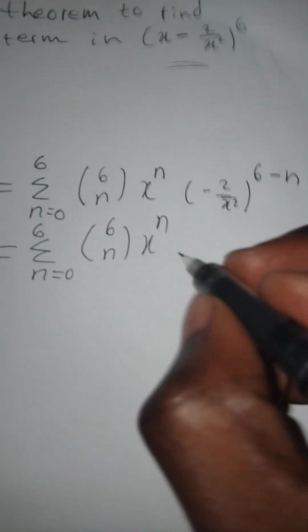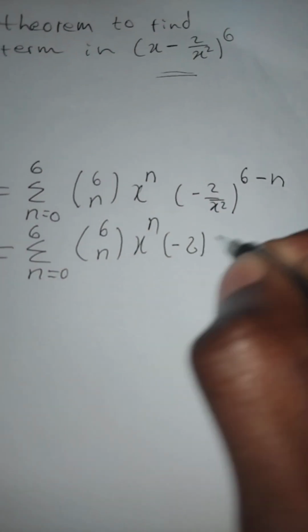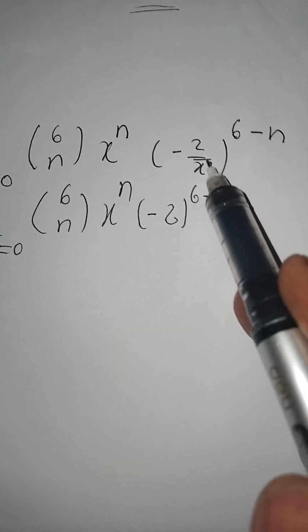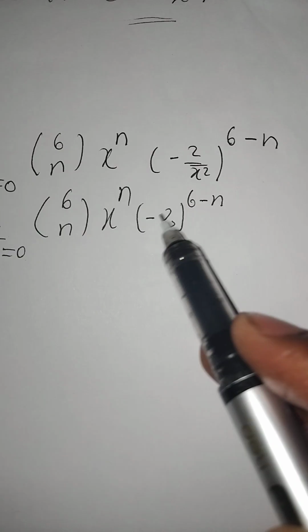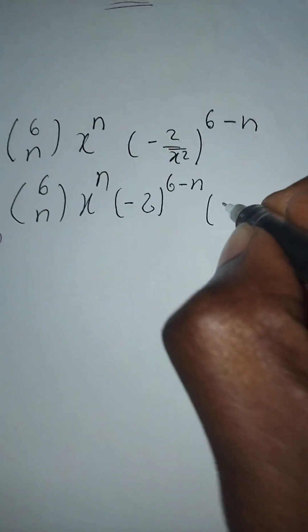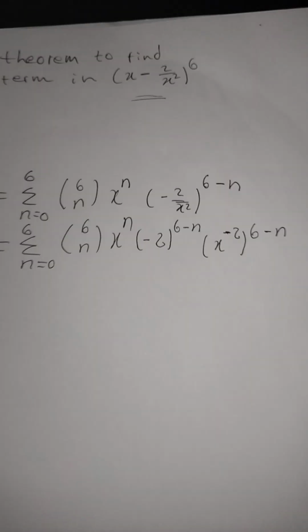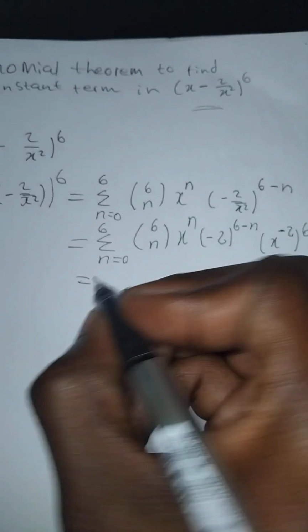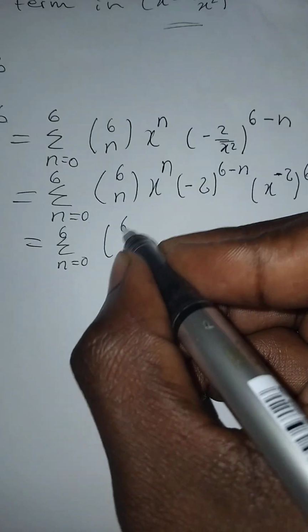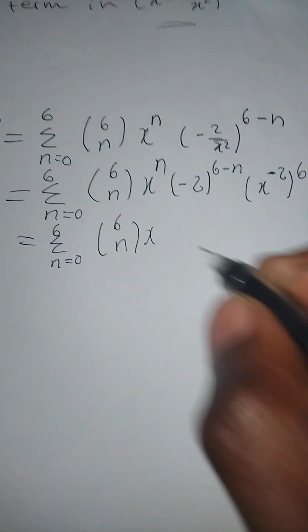Okay, so I'm just gonna have negative 2 to the power 6 minus n, isn't it? Then here what I have is x. If I put out negative 2, I'm left with 1 over x squared, and 1 over x squared is the same as x to the power negative 2, then 6 minus n, just like that. So now let's do a few more steps. So n starts from 0 to 6, combination of 6 and n, x.